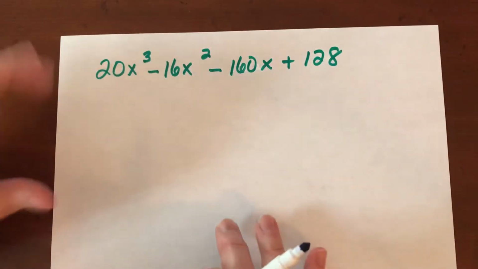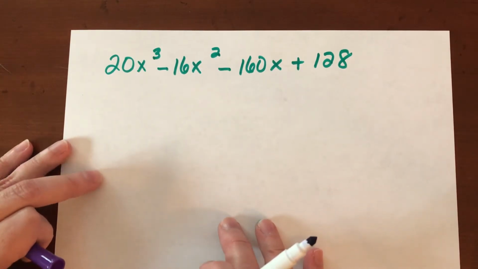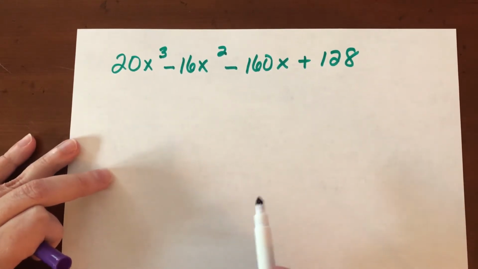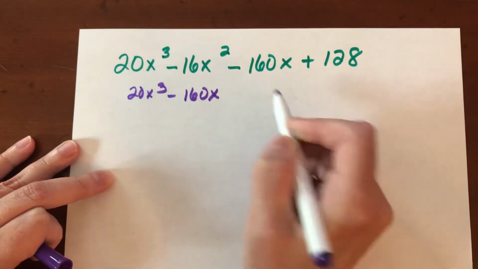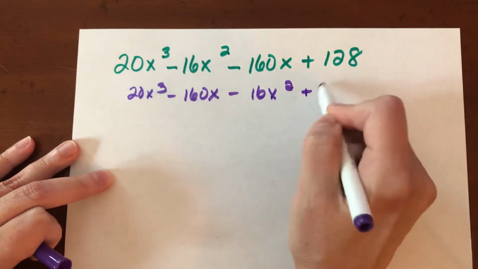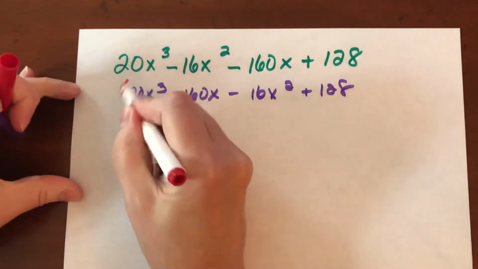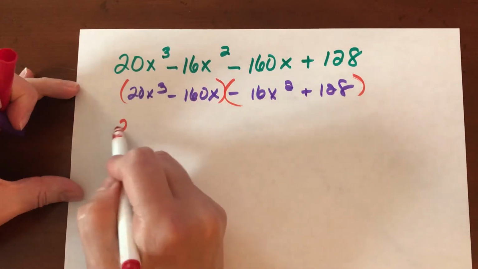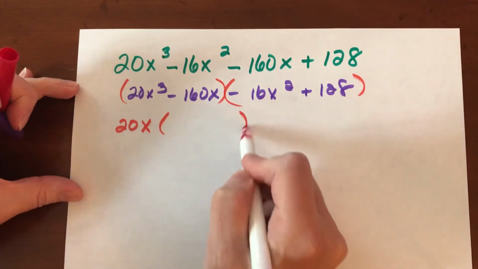Okay, let's look at another one. 20x cubed minus 16x squared minus 160x plus 128. Now again, remember, you guys can move these things around if you want. Actually, I'm going to move them around. I'm going to put the 20x cubed minus the 160x together, and then I'm going to put the minus 16x squared plus the 128 together. Okay. So then from there, I'm going to group the first two, and I'm going to group the last two. Now the GCF here, 20 and 160, the reason I did that is it's easier to see. 20 is my GCF. X cubed and x, well, I'm going to pull my x out. It's the smallest.